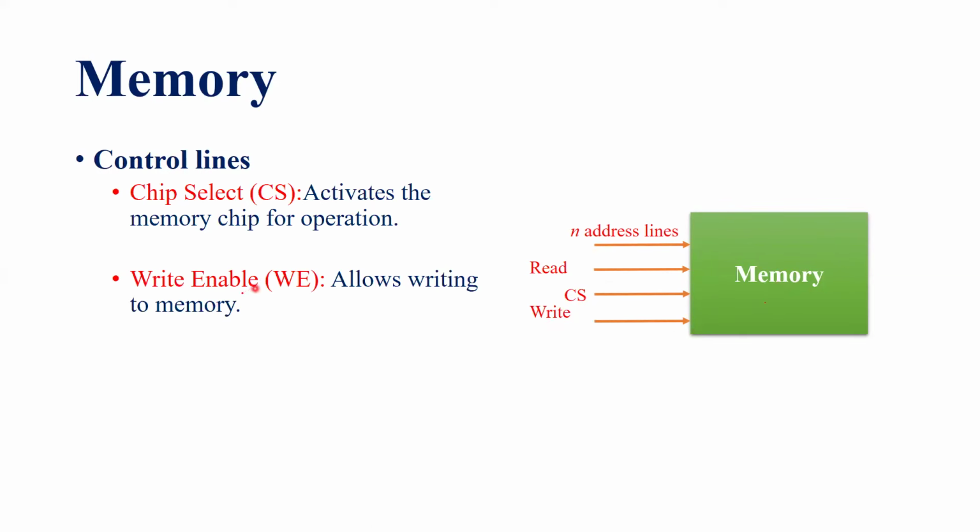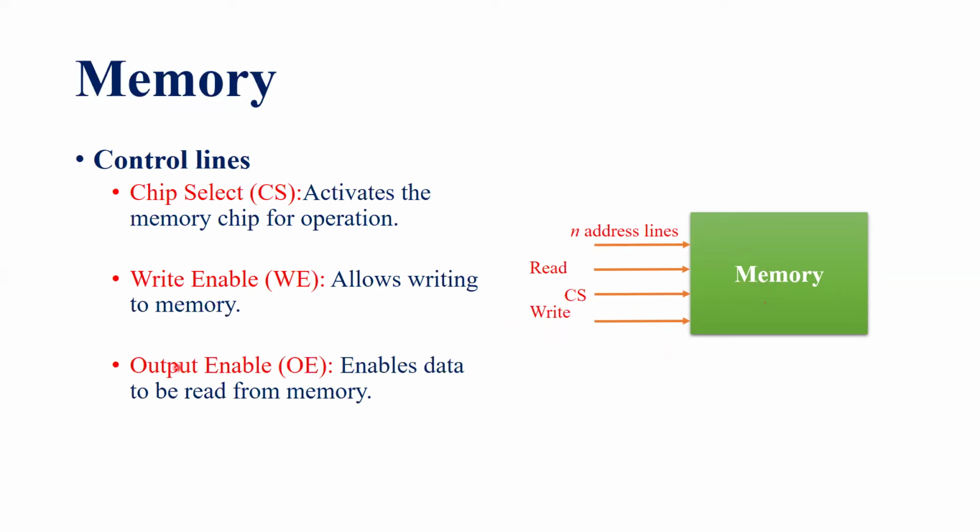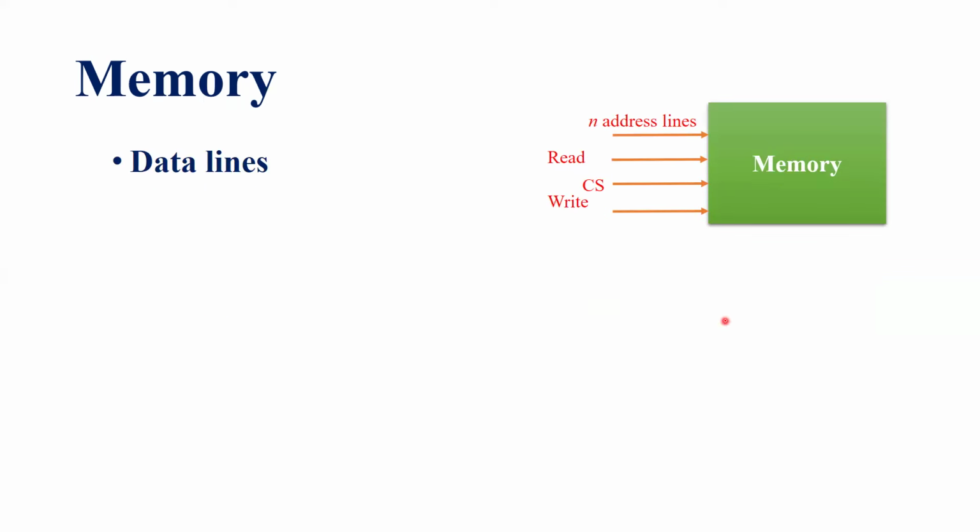Next is write enable or WE, or simply write. It is used when you want to write data inside the memory. Third one is output enable or OE, or in simple terms, the read enable signal. This control enables data to be read from the memory. It is opposite to the write function where you actually write the data inside the memory. Finally, we have covered address lines, and we have understood the 3 control lines, that is read, CS, and write.